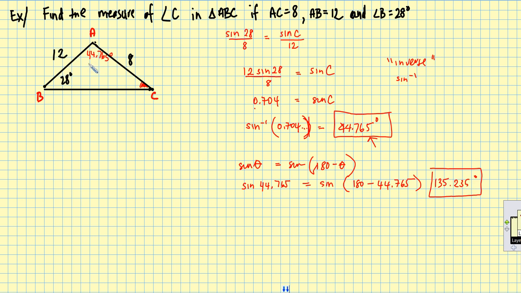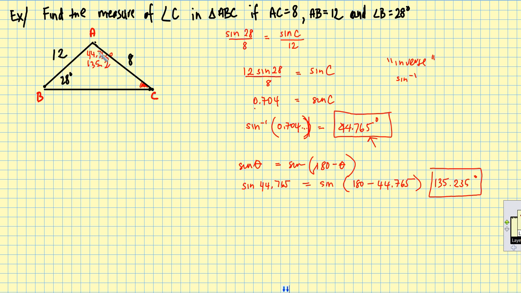So this angle up here could be 44.8 or 44.76, or it could be 135.2 or 235. Now, how do I know if I can accept or if I need to reject the obtuse angle? Well, because the total measures of the angles of a triangle are 180 degrees.